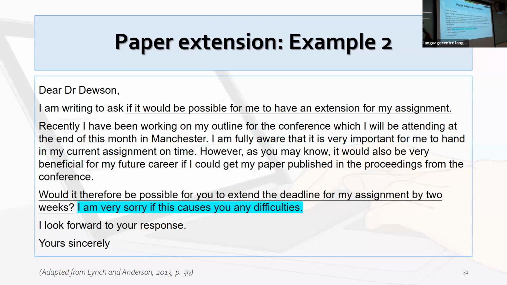Again, I'm very sorry if this causes you any difficulties. Here, the speaker is apologizing. Note that apologizing is also a strategy for rapport building because, as I said, you wanted to present your request, but at the same time, you would like to maintain a good relationship with the reader, right? You don't want to upset your readers. So an apology would be useful.